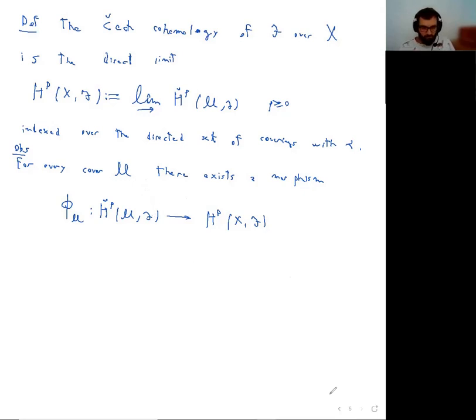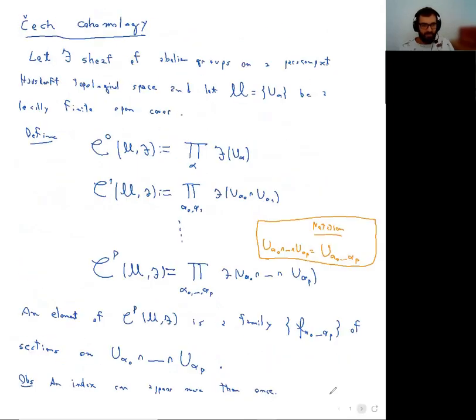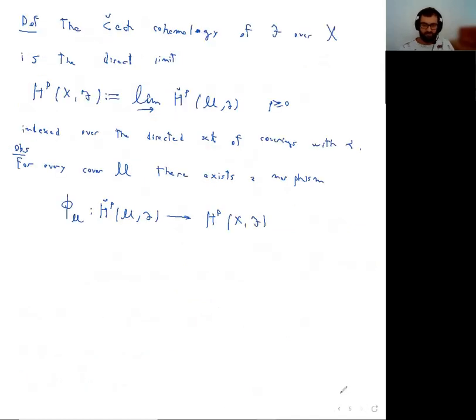Okay, so this all looks, I would say, very abstract and maybe a bit nonsensical at the moment, but we will immediately see a theorem which kind of gives a reason why we would ever consider something like this.